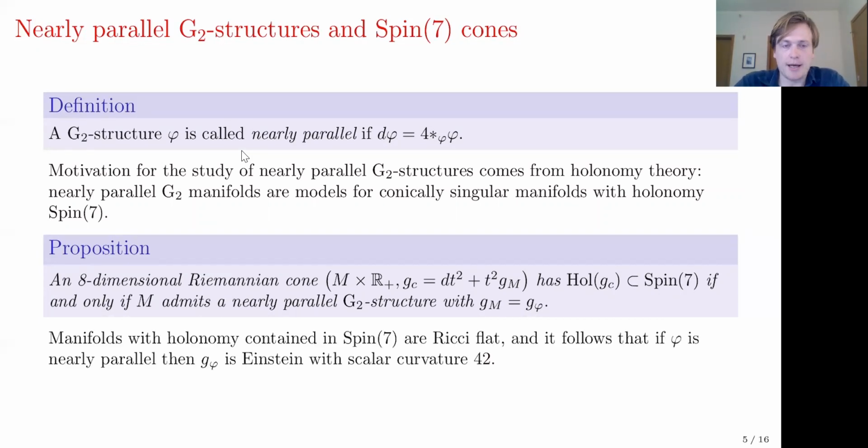Okay. Now, from this proposition, together with the fact that manifolds that have holonomy contained in Spin(7) are Ricci flat, it immediately follows that if phi is nearly parallel, then the induced metric has to be an Einstein metric with scalar curvature equal to 42 in this case. That's because it's a general fact that if I have a Ricci flat cone, then the link has to be a positive Einstein metric. So even aside from applications to holonomy theory, nearly parallel G2 structures are automatically Einstein, and people are very interested in Einstein manifolds. So they're interesting for this reason as well. Okay.